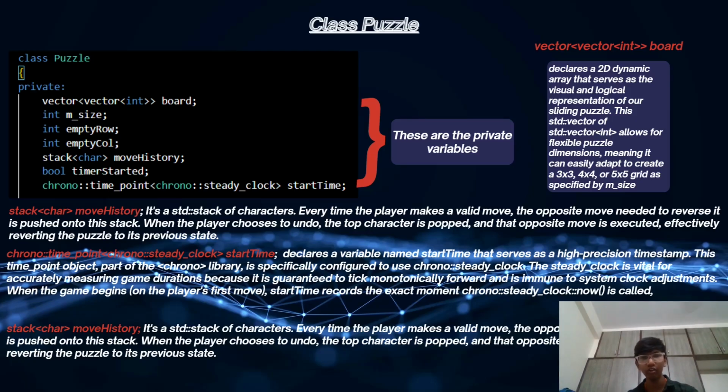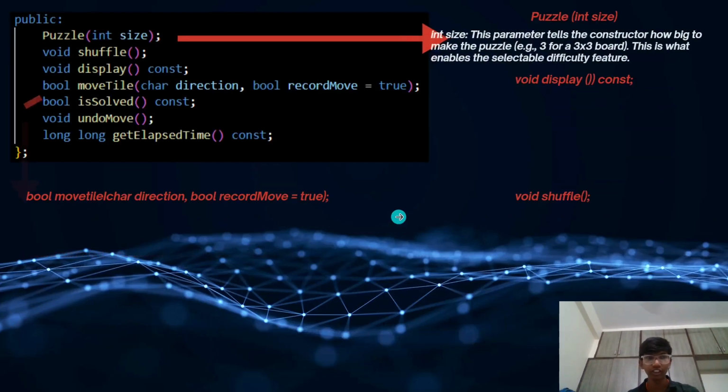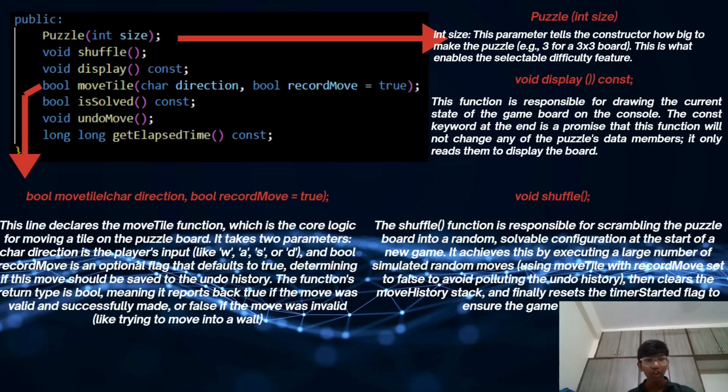Now, next slide. So we have seen the private data. Now let's look at the public functions. First, we will start with the constructor, Puzzle(int size). This is what creates the puzzle object.